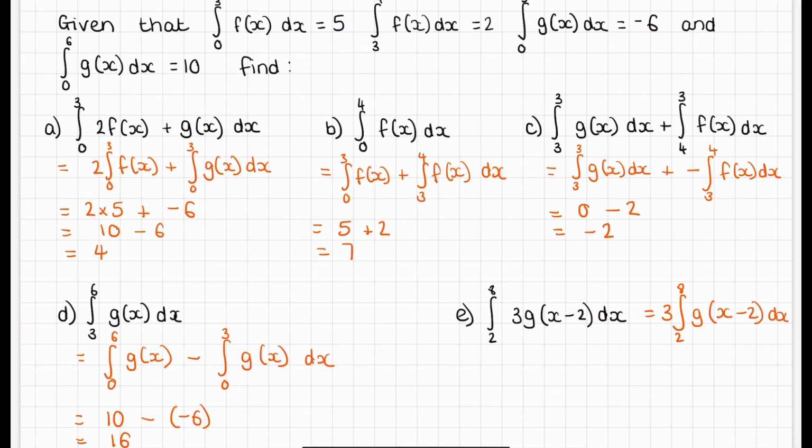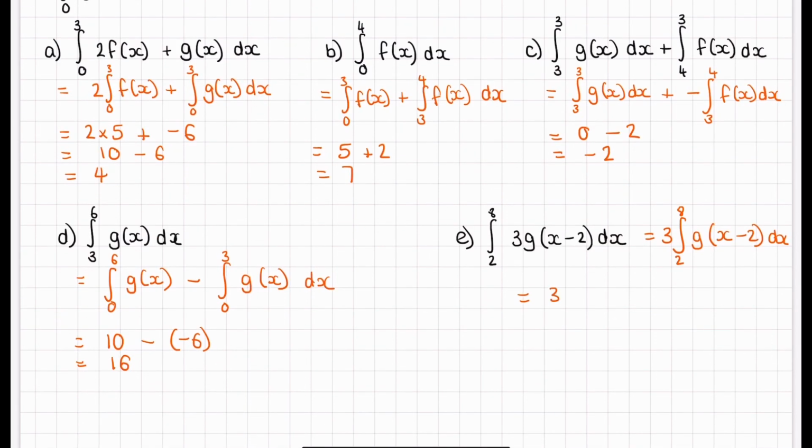Now if we think about when we have a minus 2 in the brackets of a function, it translates the graph 2 units to the right, doesn't it? So if we want to get rid of that minus 2, we have to move the function 2 units to the left, which means our limits will change from 2 to 8 to 0 to 6. So we'll end up with 3 times the integral from 0 to 6 of g of x. All we've done is move the graph 2 to the right in the original, so we need to move it 2 to the left to get back to the x values we want, which is 0 to 6. So 0 to 6 was 10, so it'll be 3 times 10, which is 30.